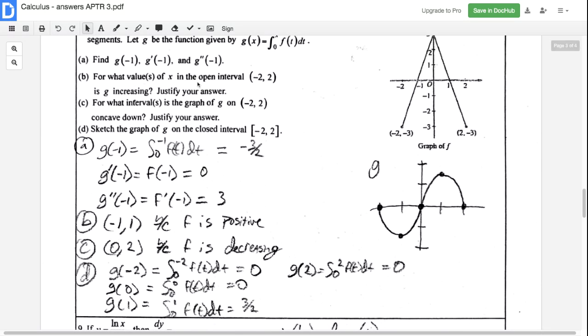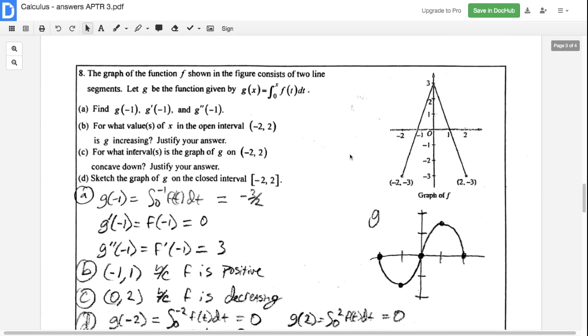Part B, we want to know when g is increasing. So g is going to be increasing when f is positive. We look at the graph, we notice f is positive between negative 1 and 1. So negative 1 to 1 because f is positive.